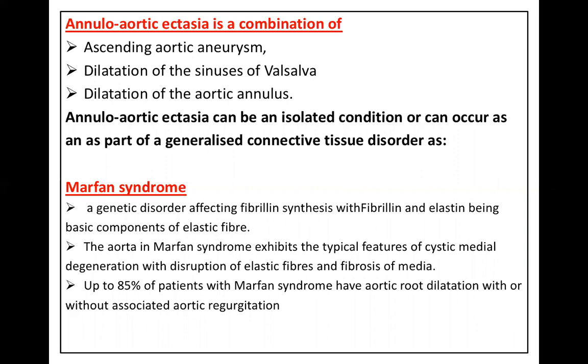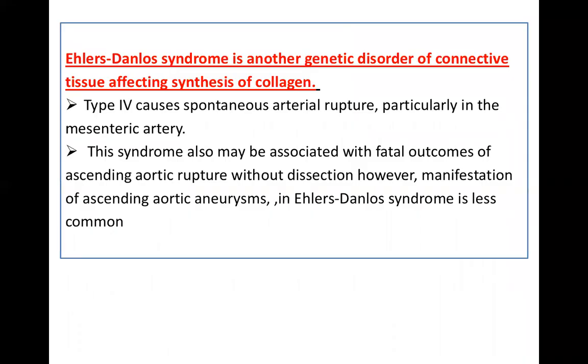Exactly. The aorta in Marfan exhibits a typical feature of cystic medial degeneration, which we talked about in the pathophysiology. And about 85% have an aortic dilatation with or without aortic regurgitation. Another syndrome is Ehlers-Danlos syndrome, another genetic syndrome that causes spontaneous arterial rupture, particularly in the mesenteric artery, and it's associated with a fatal outcome with ascending aortic rupture.